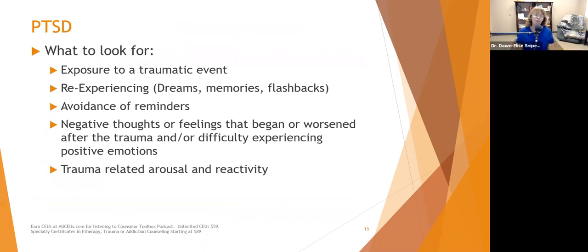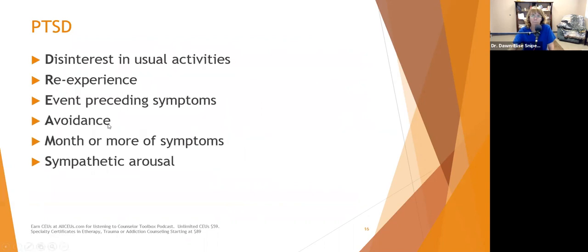And finally, the last one we're going to look at today is PTSD. What to look for. Exposure to a traumatic event. We know this. Re-experiencing what's going on in terms of dreams, memories, flashbacks. Avoidance of reminders of the event. And it can be holidays, it can be places, it can be people, it can be smells. Negative thoughts or feelings that began or worsened after the trauma, or difficulty experiencing positive emotions. So the person is in this negative mood, cognitive state. And trauma-related arousal and reactivity.